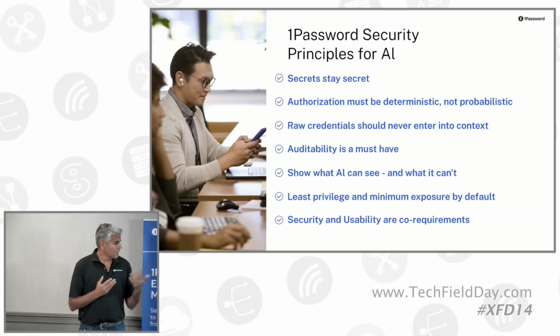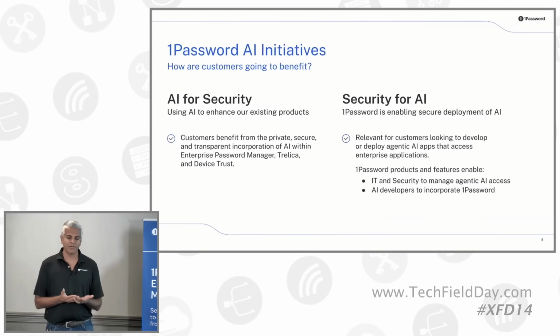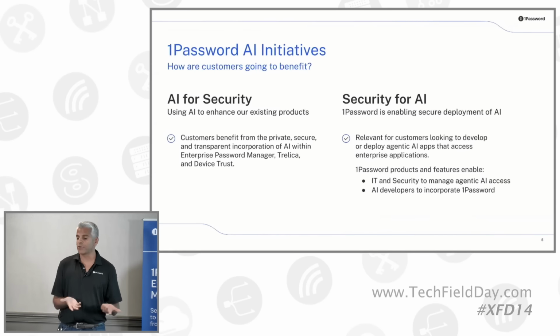This ties to two personas in the enterprise. There's the IT and security folks who have to actually manage and have visibility around agentic AI as it accesses enterprise resources, for example. And then there are the developers who are developing AI apps and using AI IDEs and things like that. We want to have an easy way for them to incorporate 1Password, in a similar way to how both Jason and Leah just talked about, for example, with SSH keys. We'll talk about it more.